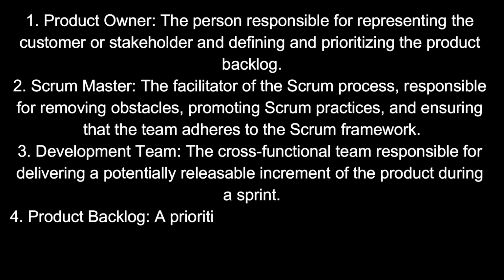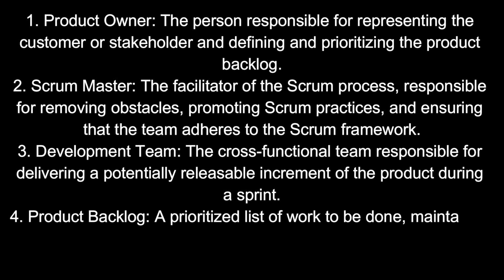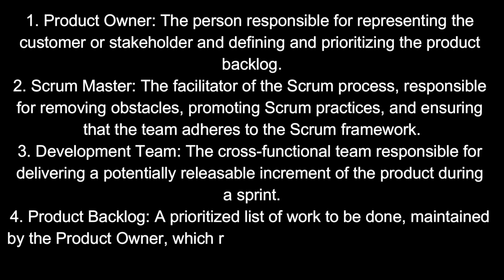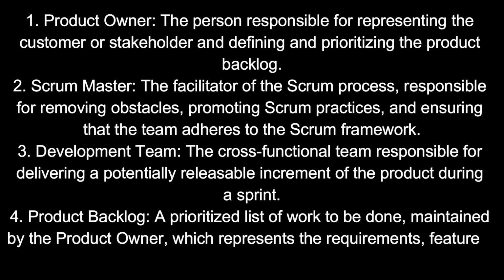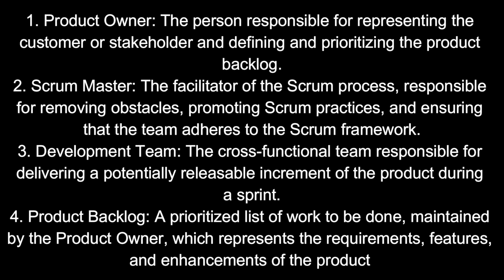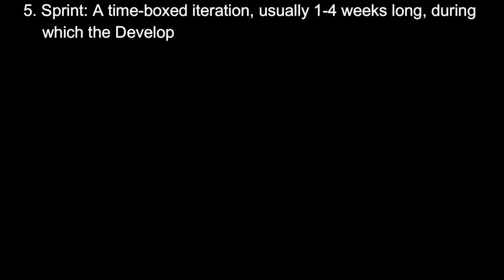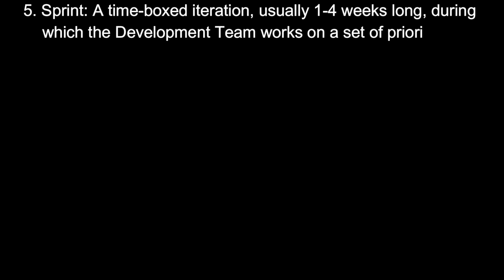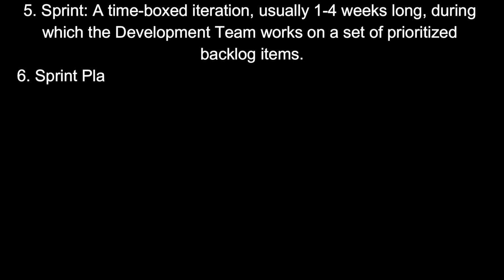4. Product backlog, a prioritized list of work to be done, maintained by the product owner, which represents the requirements, features, and enhancements of the product. 5. Sprint, a time-boxed iteration, usually 1 to 4 weeks long, during which the development team works on a set of prioritized backlog items.